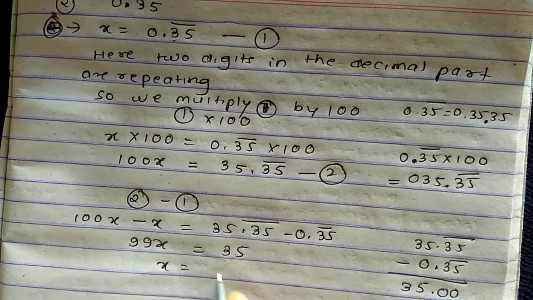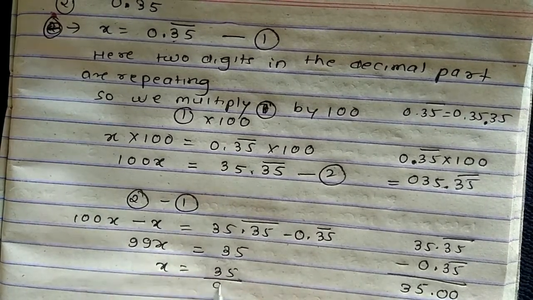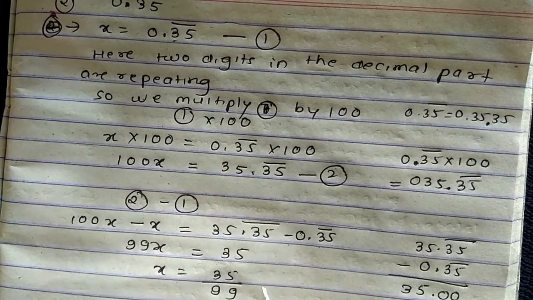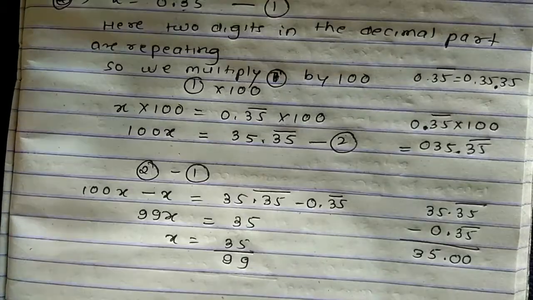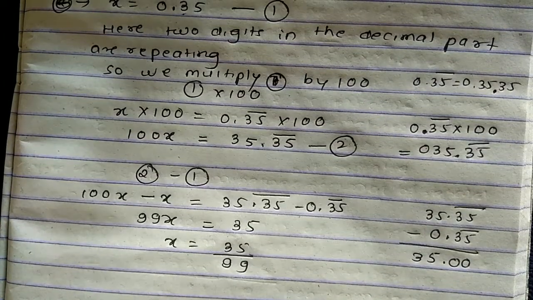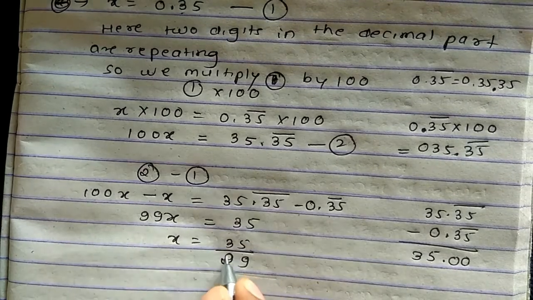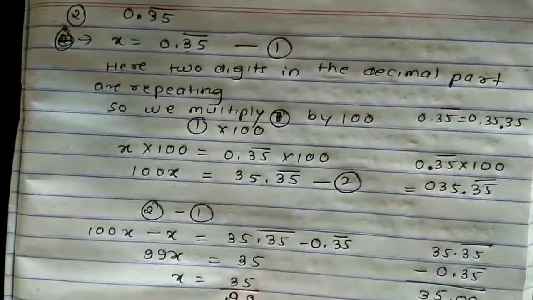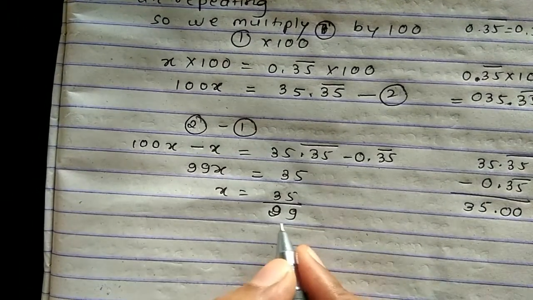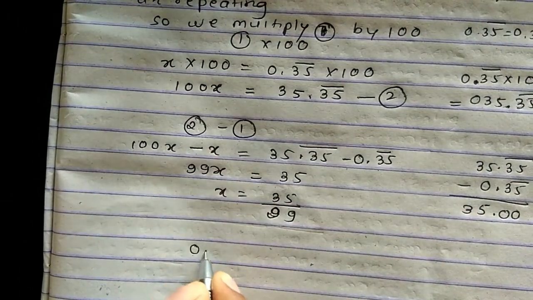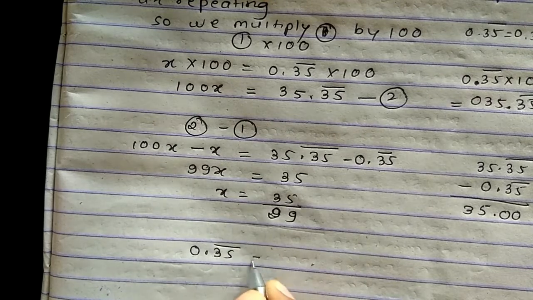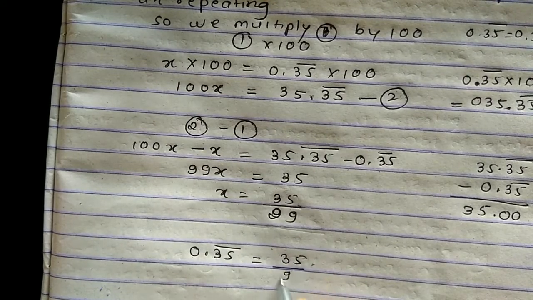So x we need, so 35 divided by 99. And as we know, 35 and 99 have the highest common factor as only 1. So this is the lowest form. So here x is 0.35 bar, that you can write as 35 by 99. So 0.35 bar equals 35 divided by 99.